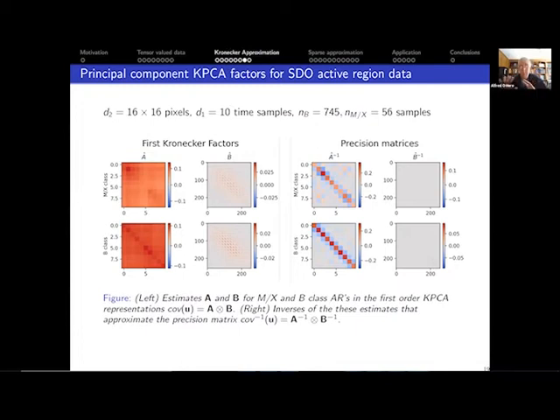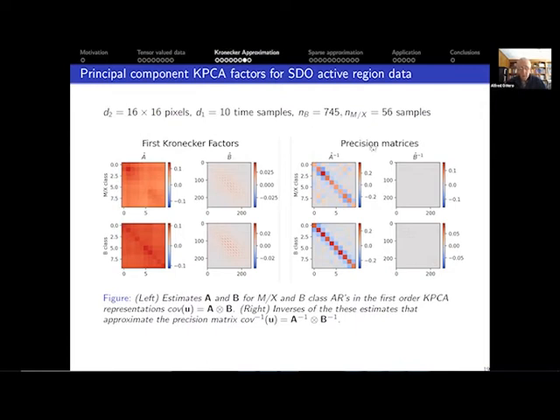So we're looking at precursors, susceptibility to big flares, right? That could be useful in guiding us to deciding whether there's any hope in being able to build a predictor. And then the B class are the weak flares. And you can see there are some differences you might see in the first Kronecker factors.